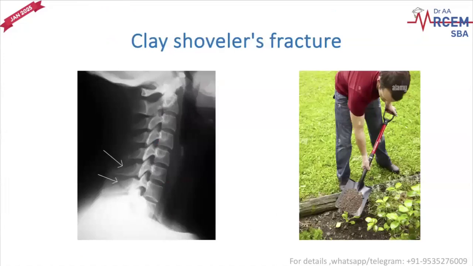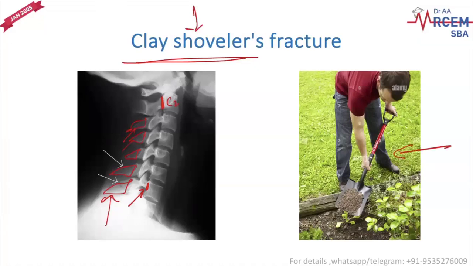This can be very much confused with a Clay-Shoveler's fracture. Clay-Shoveler's fracture is a spinous process fracture. This is not adjacent; the fracture here is not what you are seeing. If this is the C2 vertebra and the fracture is seen here, this is the pars interarticularis. That is a hangman's fracture. If this is the spinous process, any cervical vertebral spinous process fracture is known as Clay-Shoveler's fracture, because it is commonly seen when you are using a clay shovel.